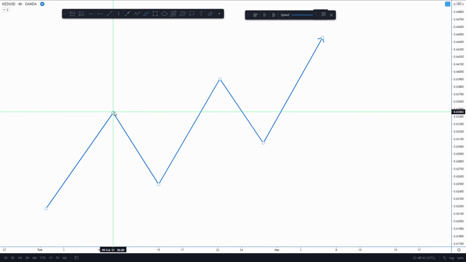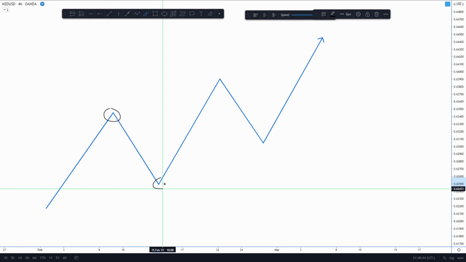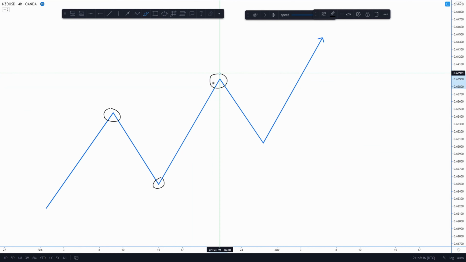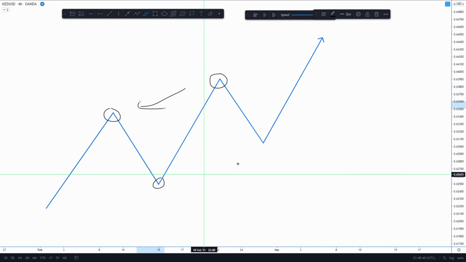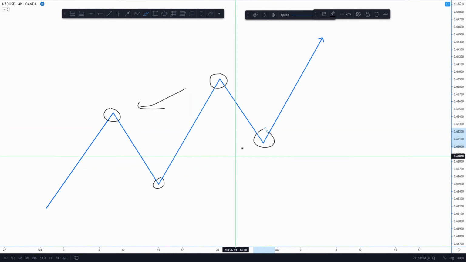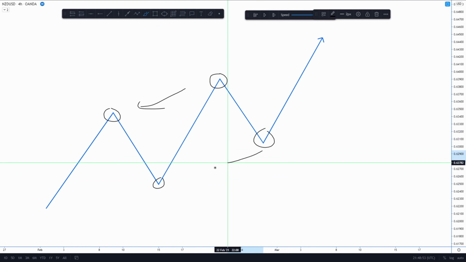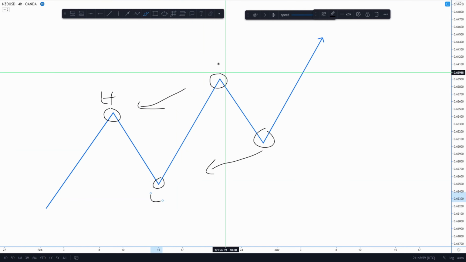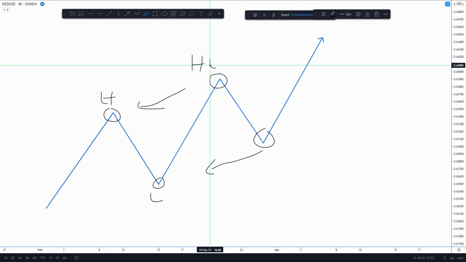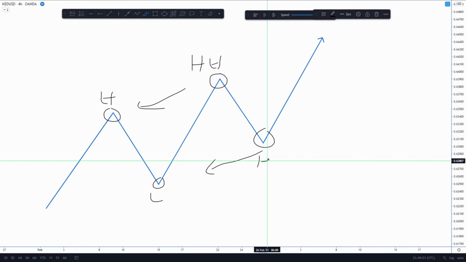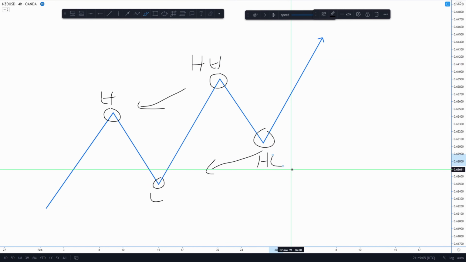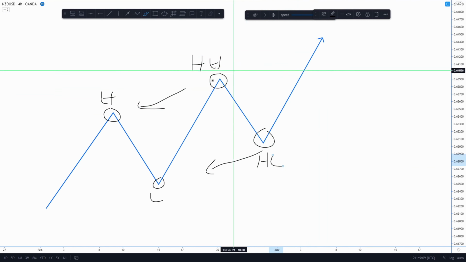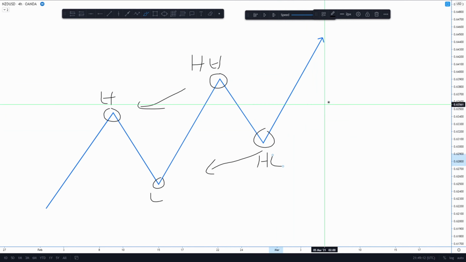Now, in this example here, we've got a high, we've got a low, we've got a new high which broke this prior high, and we've also got a new low which is higher than its previous low here. So we have a high, we've got a low, we've got a higher high, and then we've got a higher low. So this is a basic sort of uptrend because each high is higher than the other and each low is higher than the other as well.